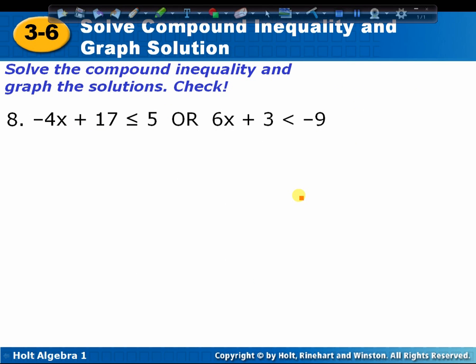Alright, go ahead and write down number 8. Negative 4x plus 17 is less than or equal to 5, or 6x plus 3 is less than negative 9. Go ahead, take a minute, pause the video, and try this one on your own.